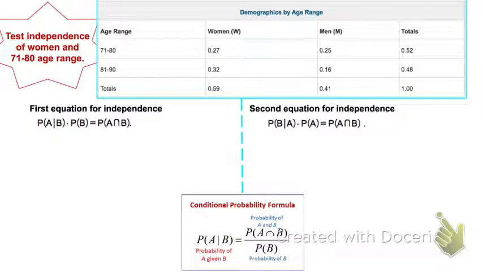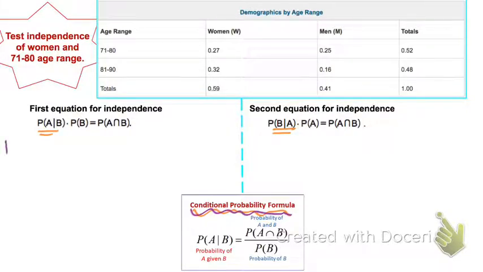All right, here we're going to test independence of women in the 71 to 80 age group. And so in the lesson, they talked about there's two different equations you can use to test for independence. And they both start off with this, which is the conditional probability formula. You have to calculate that in order to test. So what I'm going to do is find the conditional probability in these two different scenarios.